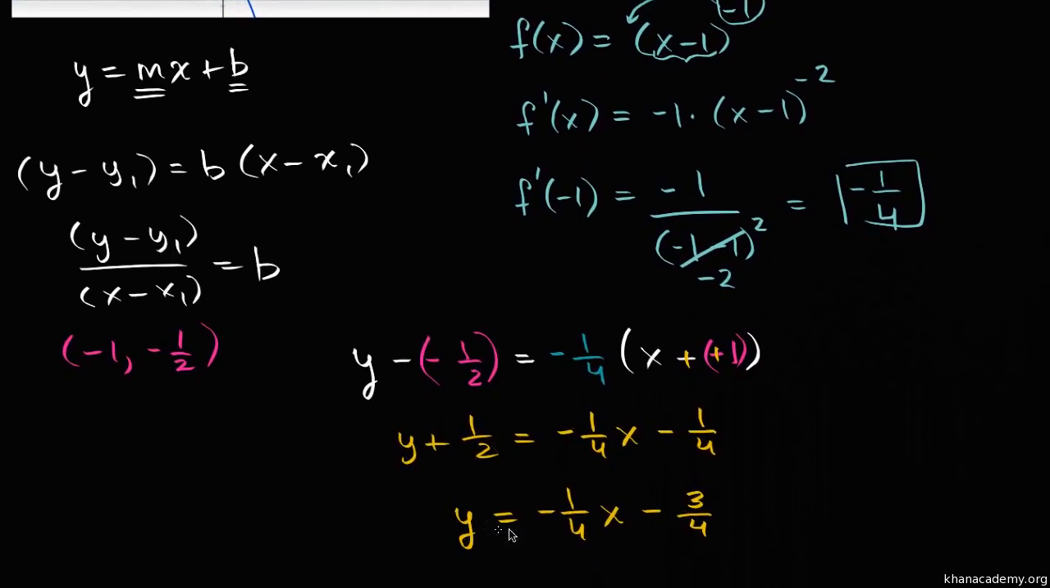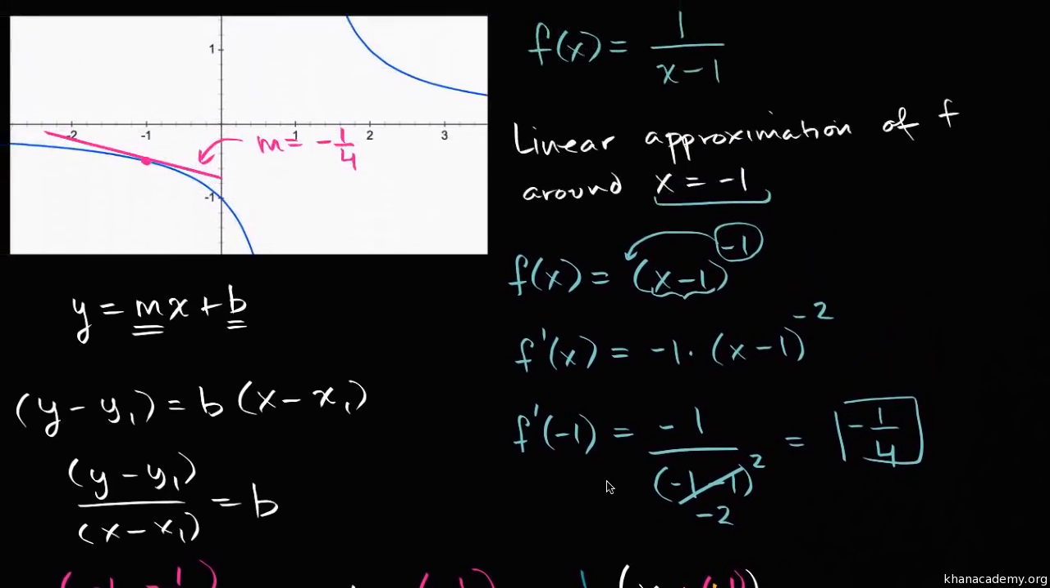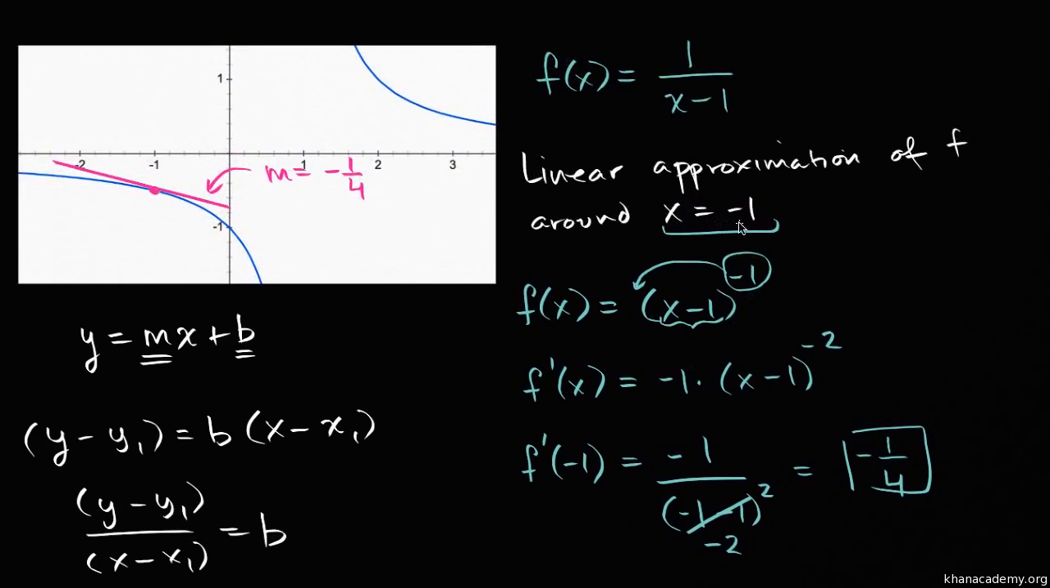This line, or you could even say this equation, is going to be a very good linear approximation, about as good as you can get for a linear approximation, for that nonlinear function around x equals negative 1. You might say, well, why didn't they just ask me to find the equation of the tangent line at x equals negative 1? Well, they could have, but there's a little bit of extra cognitive processing here where you say, okay, I can actually use the equation of the tangent line to approximate this function around x equals negative 1.